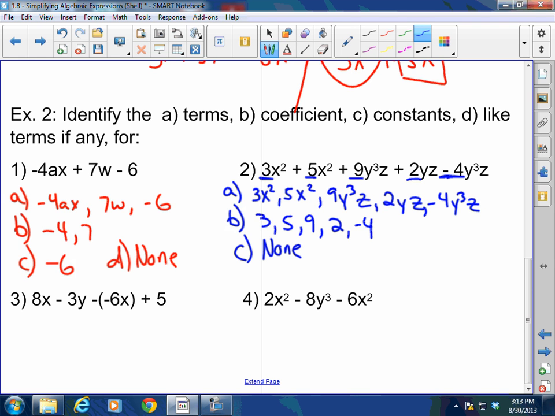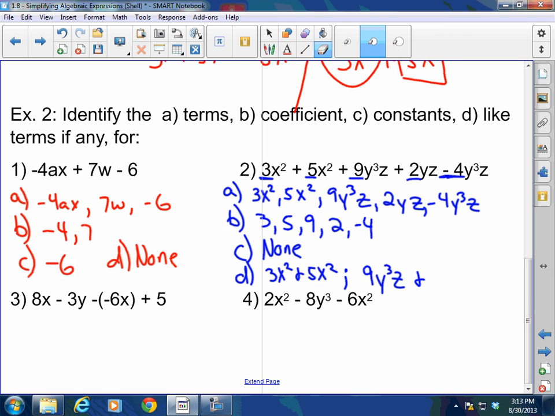And the like terms, we're not going to combine them yet, but the like terms are 3x squared and 5x squared. I can add those because those are like terms. And I also have 9y cubed z and negative 4y cubed z. All right, let's continue.